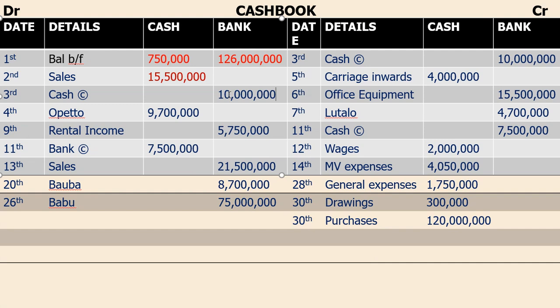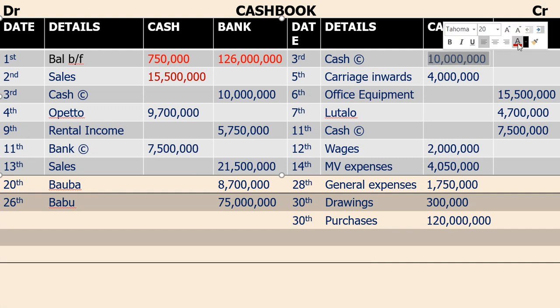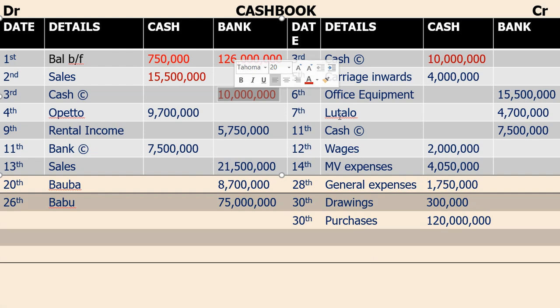We are banking from cash. Therefore, cash is reducing and the bank is gaining. So we shall credit the cash here. As you can see, we have credited the cash and we have debited the bank. We are banking the cash, and I have indicated that it is a contra entry. We put C on that transaction.